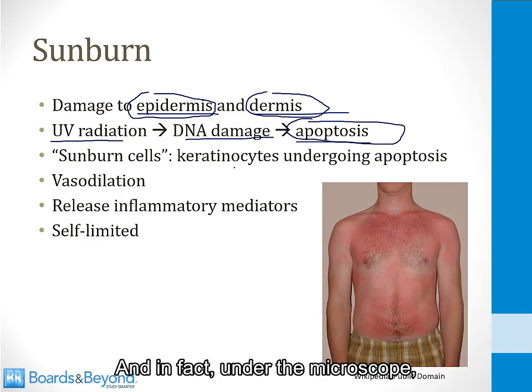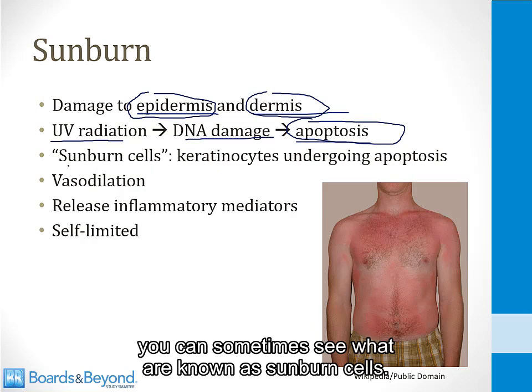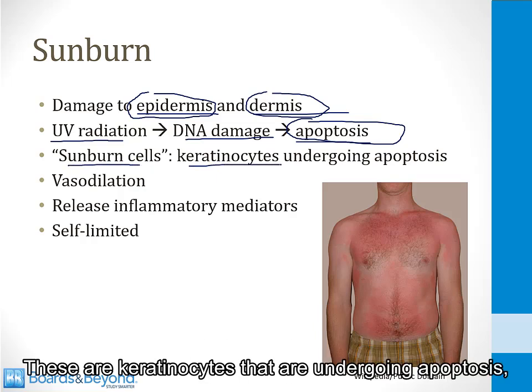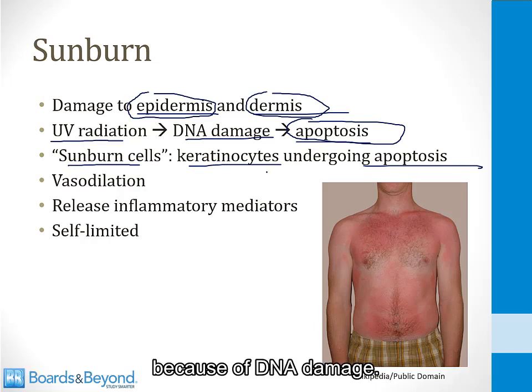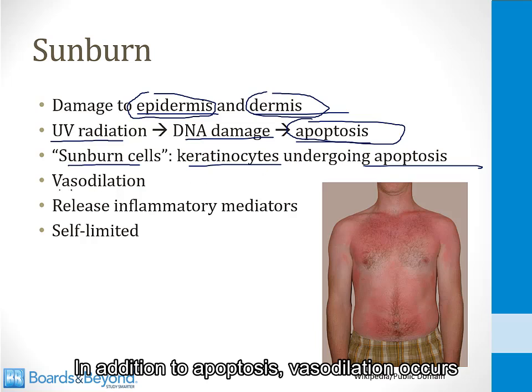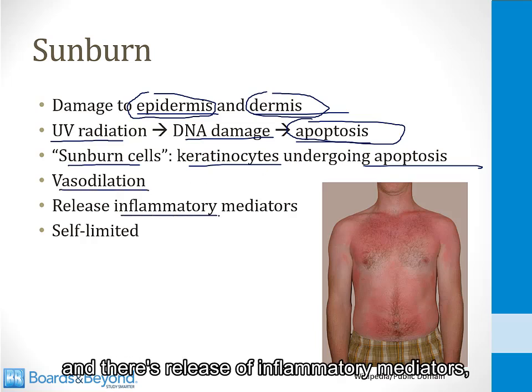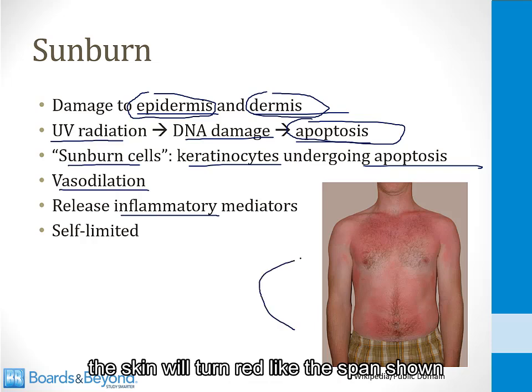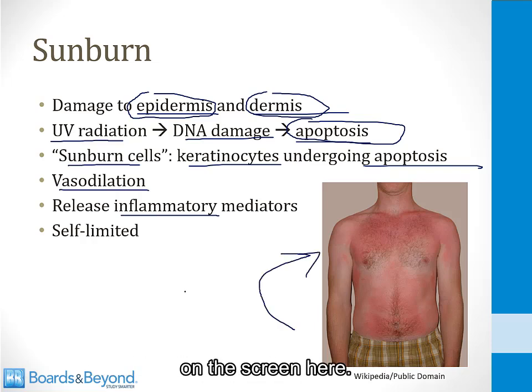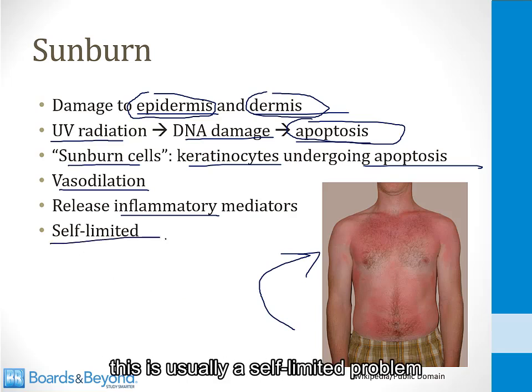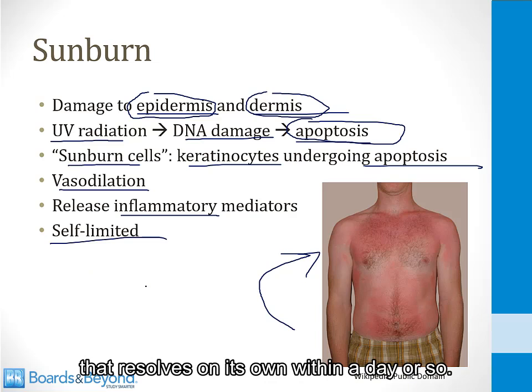In fact, under the microscope, you can sometimes see what are known as sunburn cells. These are keratinocytes that are undergoing apoptosis because of DNA damage. In addition to apoptosis, vasodilation occurs and there's release of inflammatory mediators. The skin will turn red like this man shown on the screen here. And as you probably know, if you've ever had a sunburn yourself, this is usually a self-limited problem that resolves on its own within a day or so.